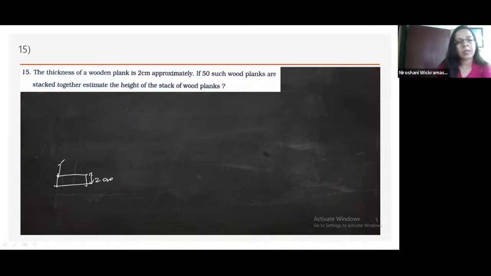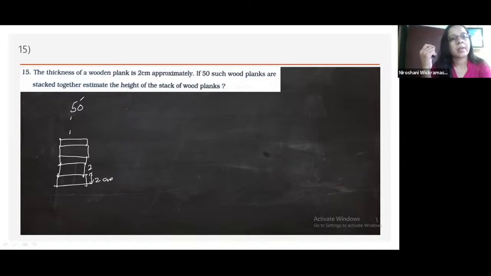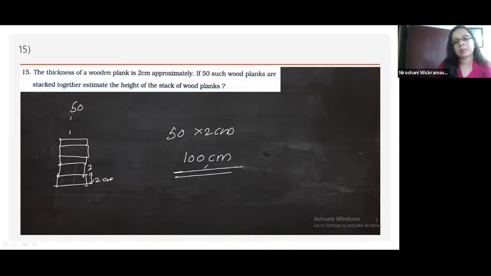Then they are going to be set like this, 50 of them. Here 2, here 2, here 2, up to 50. Approximately 50 such wood planks are stuck together. Estimate the height of the stack of wood planks. Then we can write 50 times 2 centimeters, that is 100 centimeters.